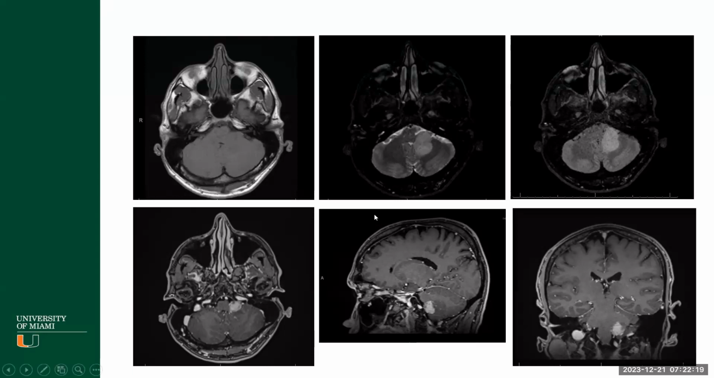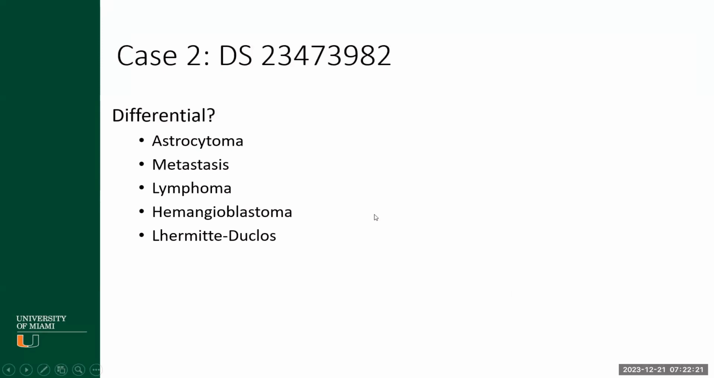But again, hit on the head, right? So the differential included astrocytoma, met, lymphoma, hemangioblastoma, and Lhermitte-Duclos. We can go over Lhermitte-Duclos, but if you would like to do that, we can move on.